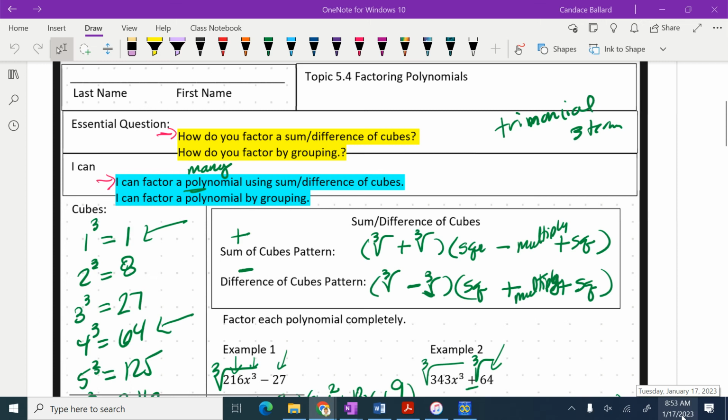About a new type of factoring called sum and difference of cubes. Okay, and that's what we were working on Friday. Today we're going to do another type. All right. So, Alvin, can you read us the essential question, please?